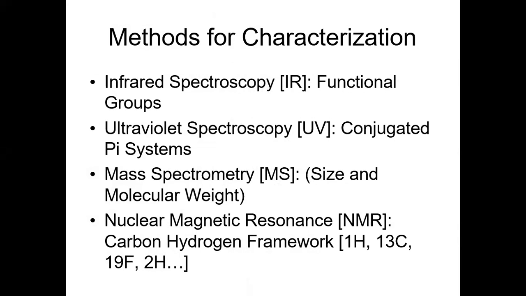And there are different types of NMR too. There's proton NMR, which is 1H, carbon-13 NMR, fluorine-19 NMR, deuterium NMR, silicon NMR. There's a bunch of different types of NMR. It just depends on what type of probe you have in your instrument.